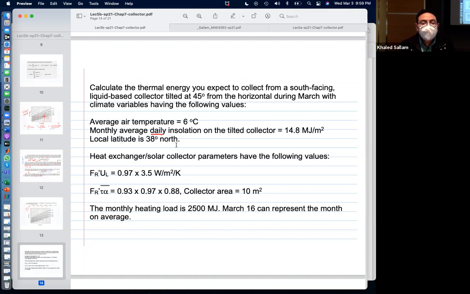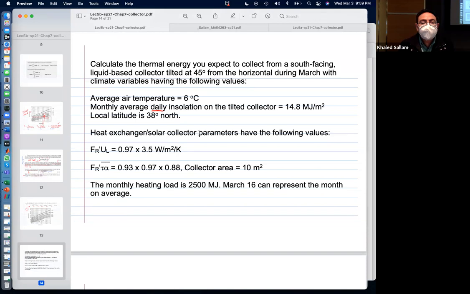Okay, latitude 38, heat exchanger solar collector parameters were as follows. This is the FR prime UL, 0.97 multiplied by UL watt per meter square Kelvin, and FR prime tau alpha bar, which is 0.93 times the 0.97 times 0.8, and the area of the collector is this much, and the monthly load is this many joules.